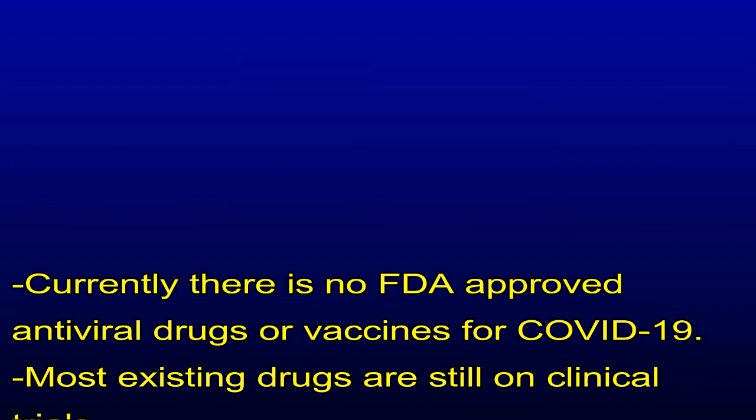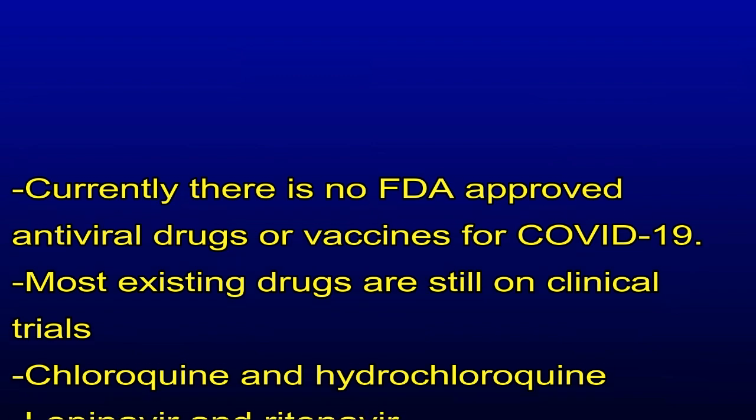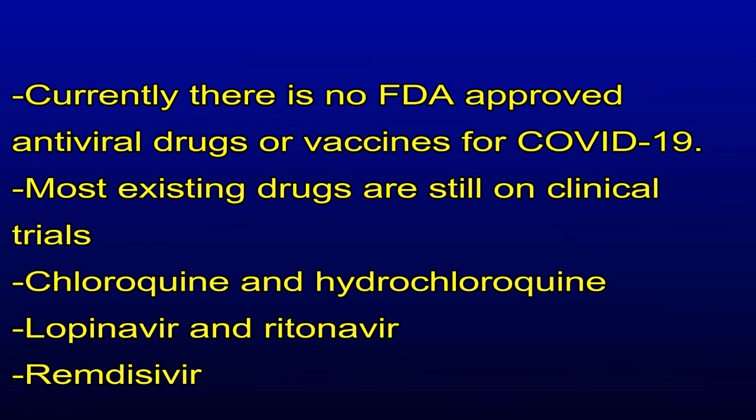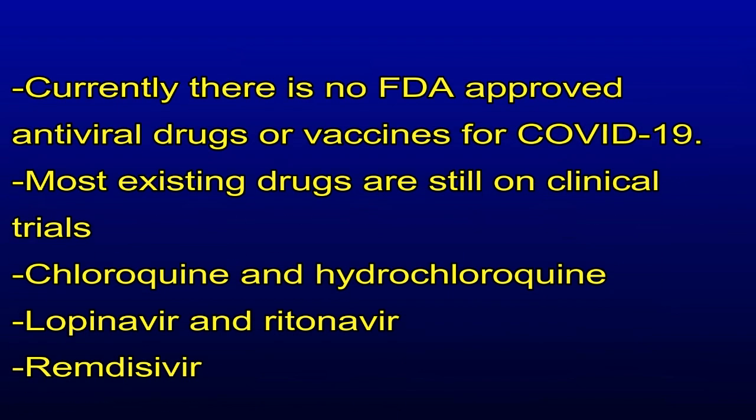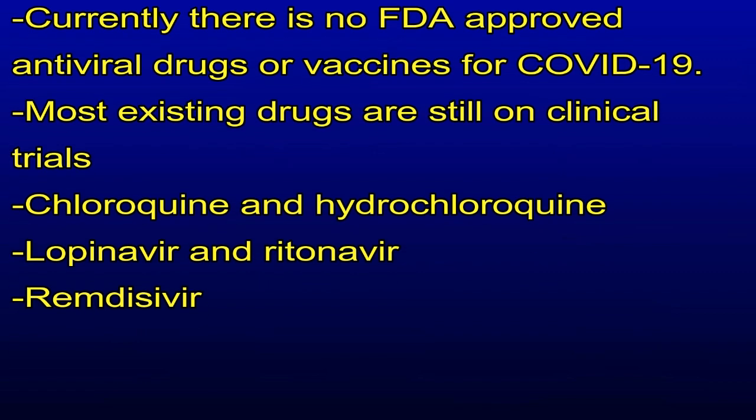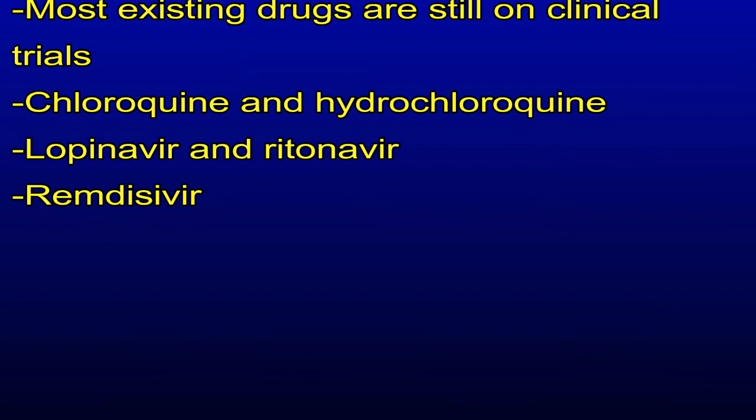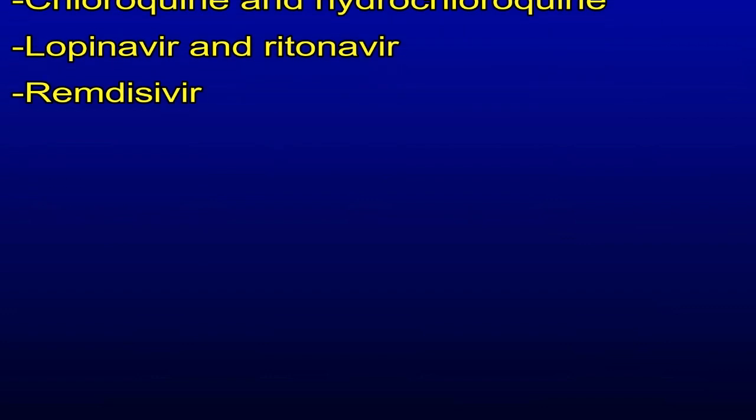So first, let us look at the current medication. Unfortunately, as of now, there are still no antiviral drugs or vaccines approved for COVID-19. Fortunately, however, scientists are conducting ongoing clinical trials for some of the existing antiviral drugs. These drugs include chloroquine and hydroxychloroquine, lopinavir and ritonavir, as well as remdesivir.